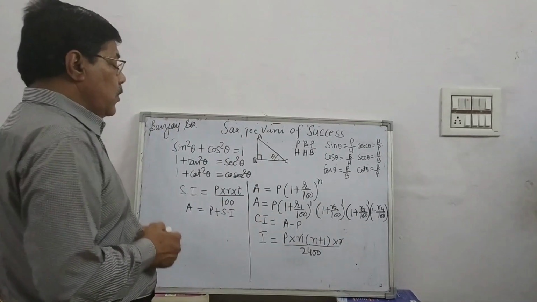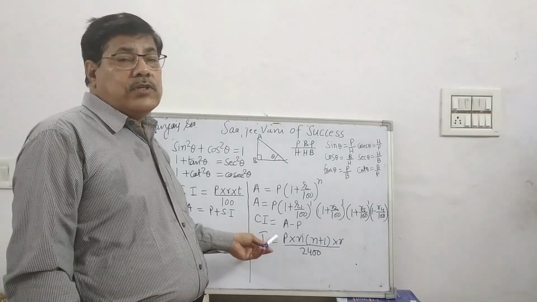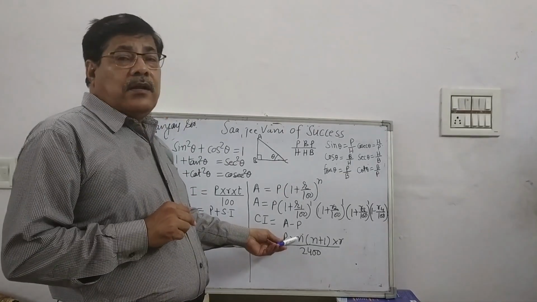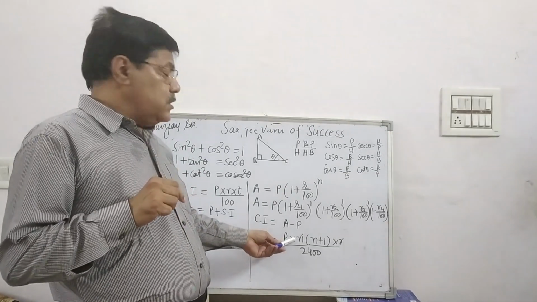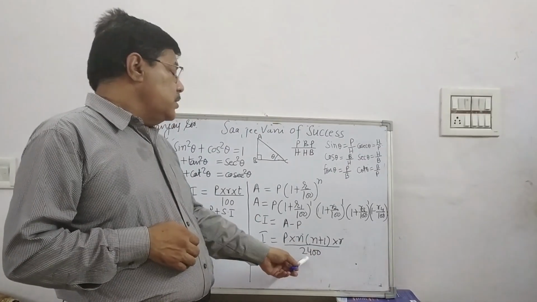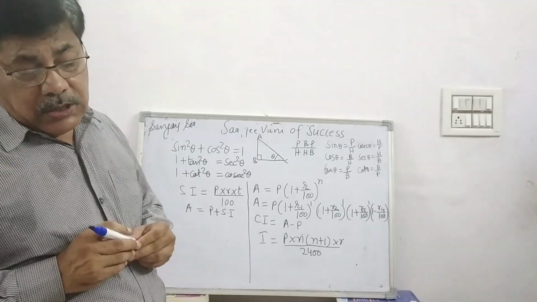Okay, this is the formula for recurring. P is the monthly amount which you are depositing in the bank. N is the number of months. Then R is the rate of interest per annum, and this is a constant term. Note this down, okay, children.